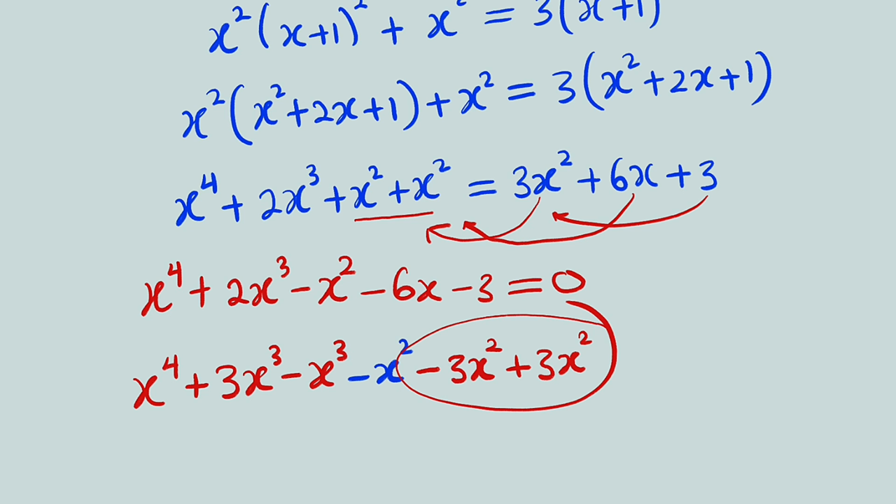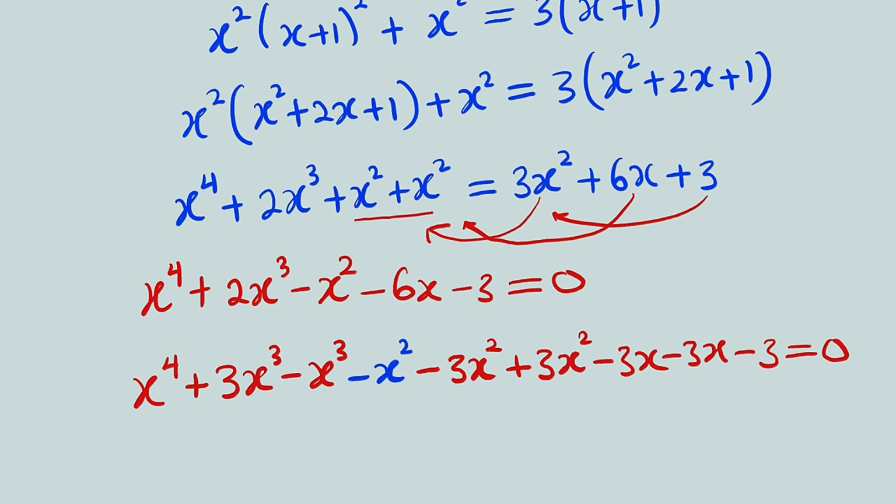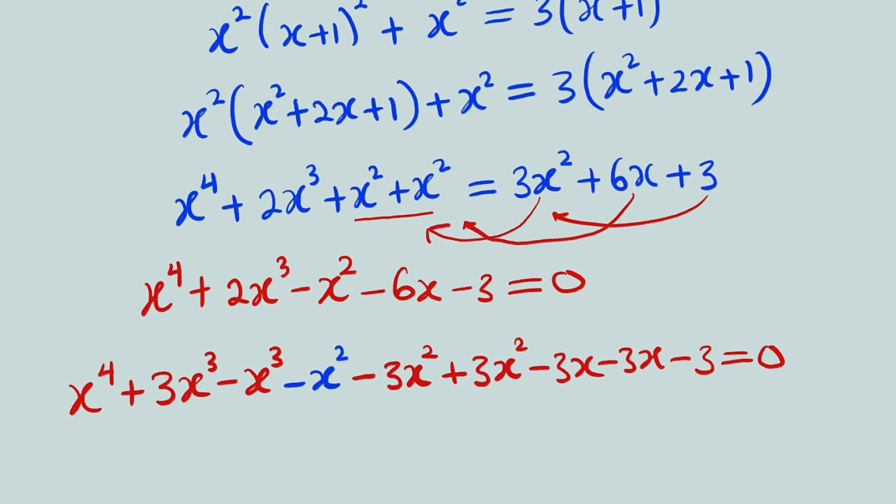It's like adding 0. As we move on, we have negative 6x. But I can write it as negative 3x, negative 3x. So we have negative 3x, negative 3x, which is the same thing as negative 6x. And finally, we have negative 3, and the whole of this equal to 0. All right, now we have 9 terms, but I can group them in threes so that we can factorize them by grouping.